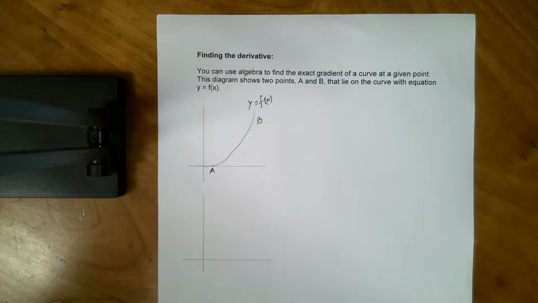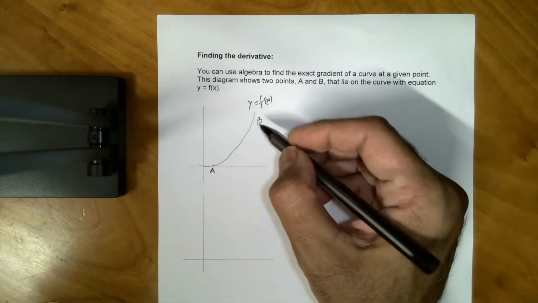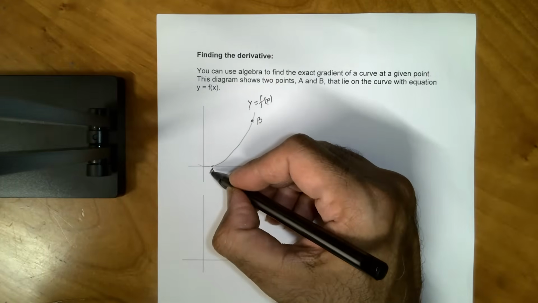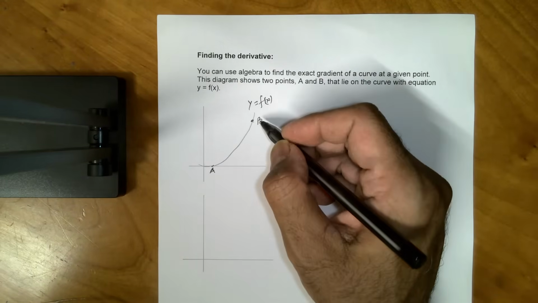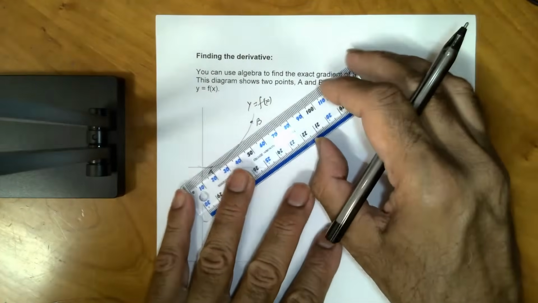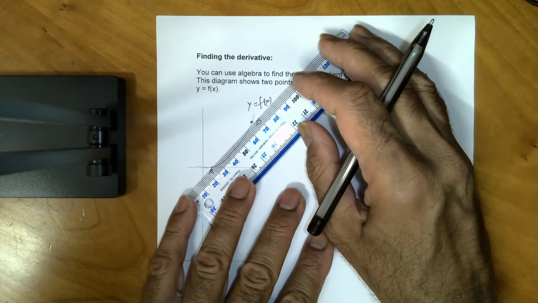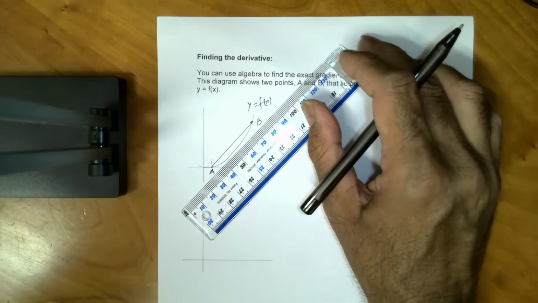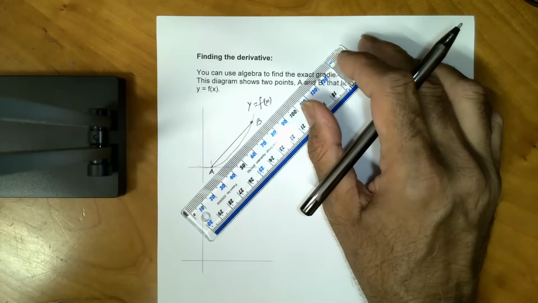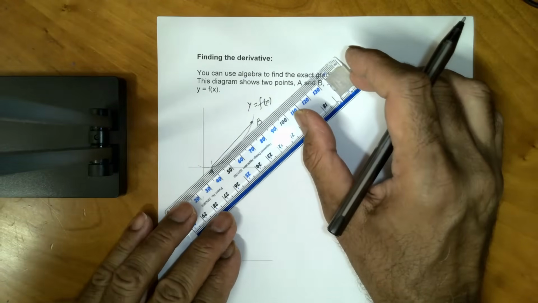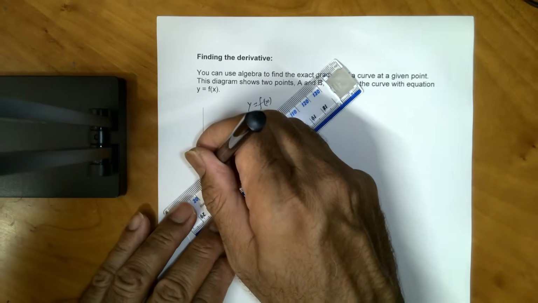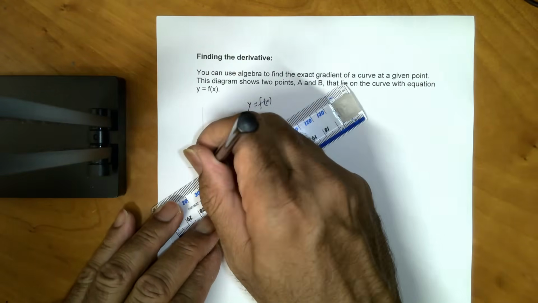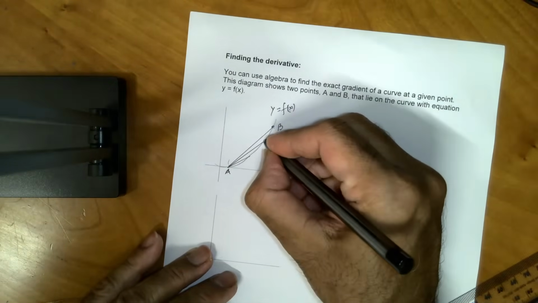Now, as point B moves closer to point A, the gradient of chord AB gets closer to the gradient of the tangent to the curve at A. And this is what we have already discussed.